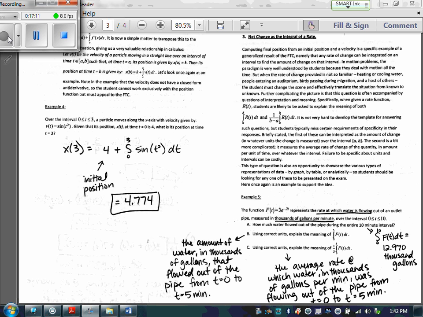And then you use units, so it's thousands of gallons that left the pipe in the first 5-minute period. Or you can say from t equals 0 to t equals 5. But they are looking for units, thousands of gallons. They're looking for flowing out of the pipe, and they're probably looking for a t equals 5, or in the first 5 minutes, or from t equals 0 to t equals 5. Okay? And that's not per minute.